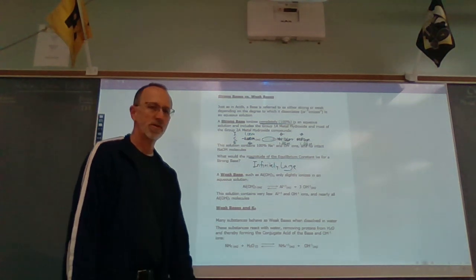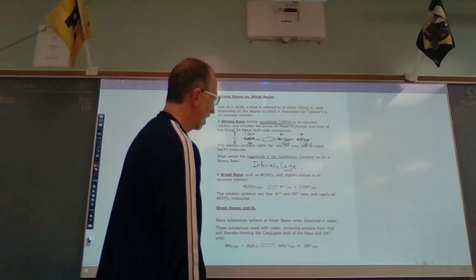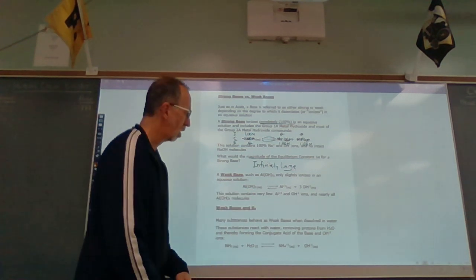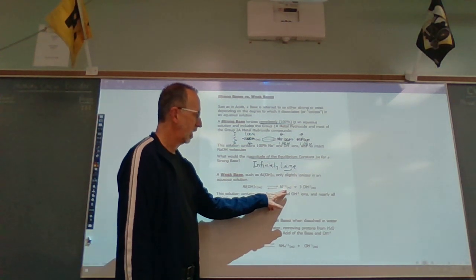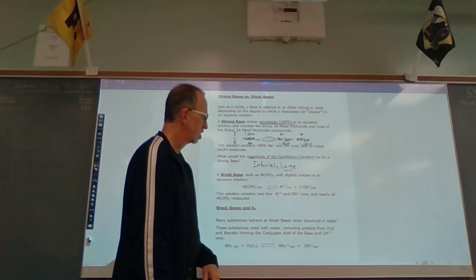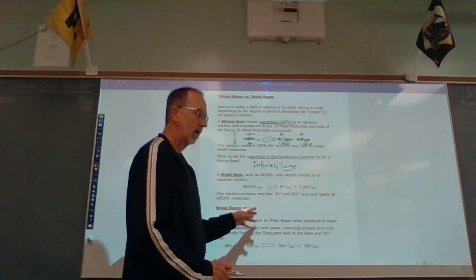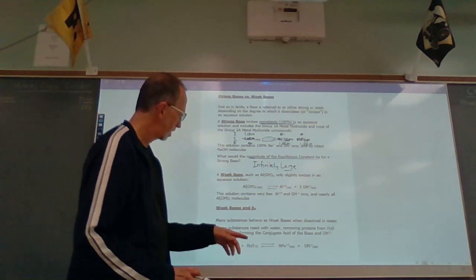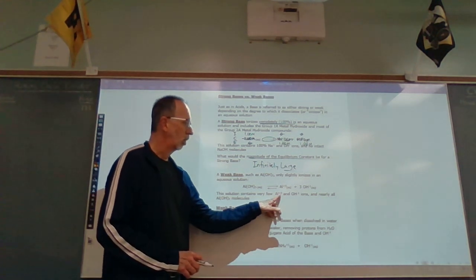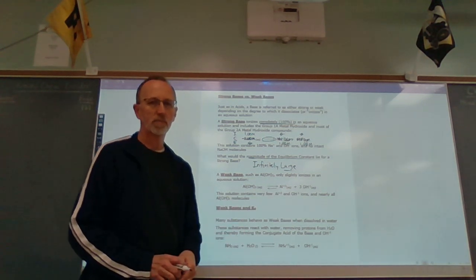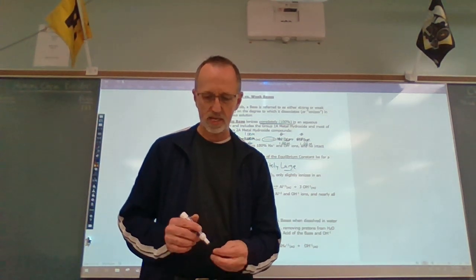A weak base, such as aluminum hydroxide, only slightly ionizes in solution. So here's aluminum hydroxide. When it dissolves in water, it breaks apart into an aluminum ion, which has a +3 charge, and 3 hydroxide ions. Based on the fact that this is a weak base, this solution contains very few aluminum ions and hydroxide ions at equilibrium, and nearly all aluminum hydroxide molecules. A weak base works the same way as a weak acid.